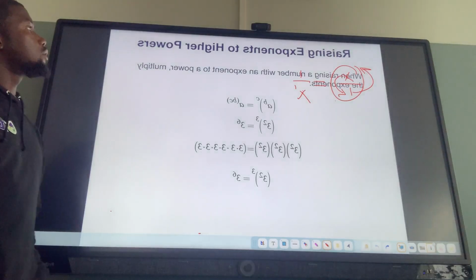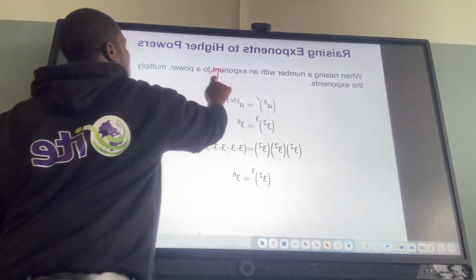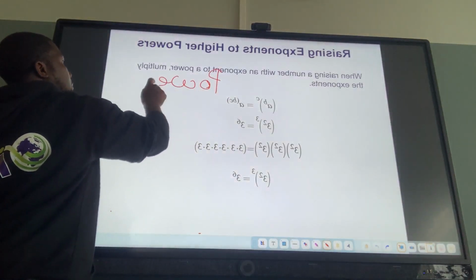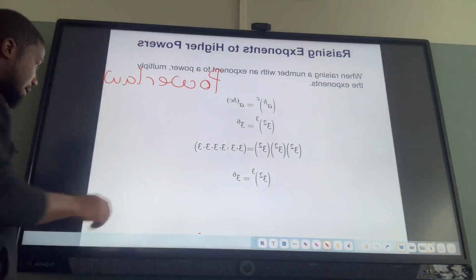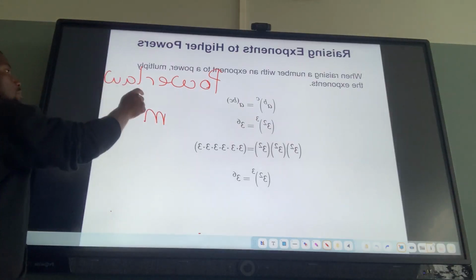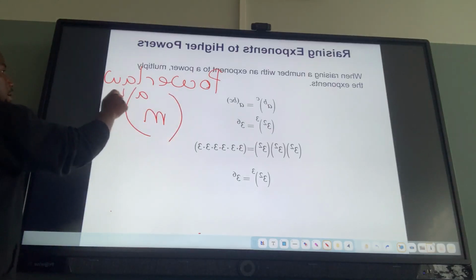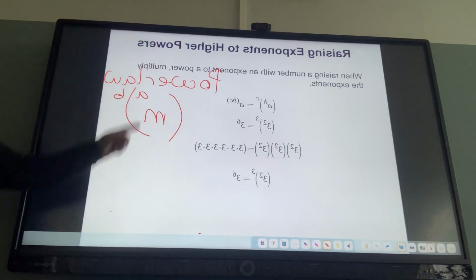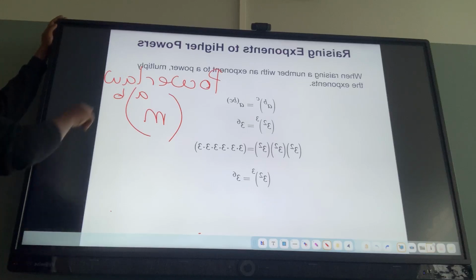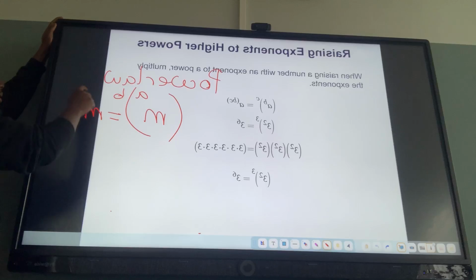So I will talk to you about the next law now, which I call the power law. The power law. Now, when a number, for example, m, is raised to the power a, the same number is raised to another power b. Now, m has a power a, m has a power b. Now, this law is saying you multiply these two powers, multiply a and b. So this is m to the power a times b.